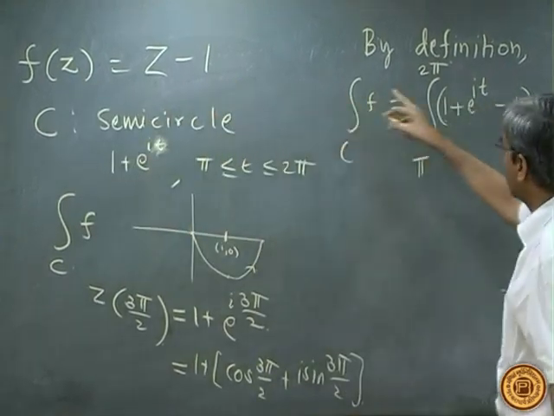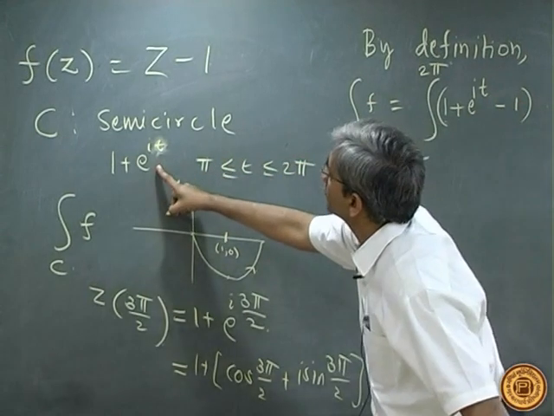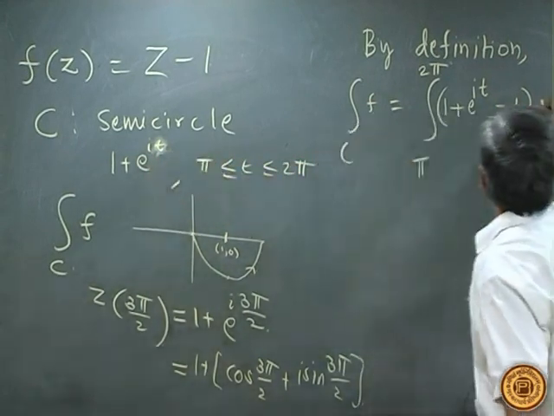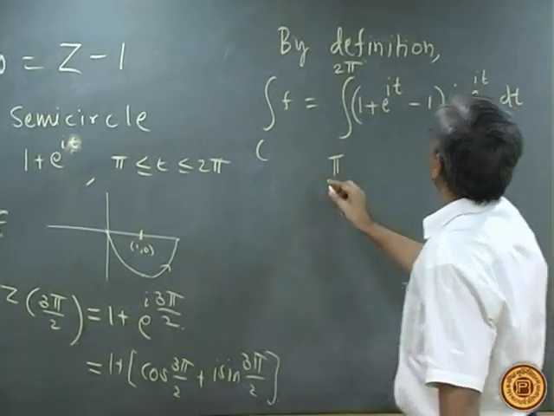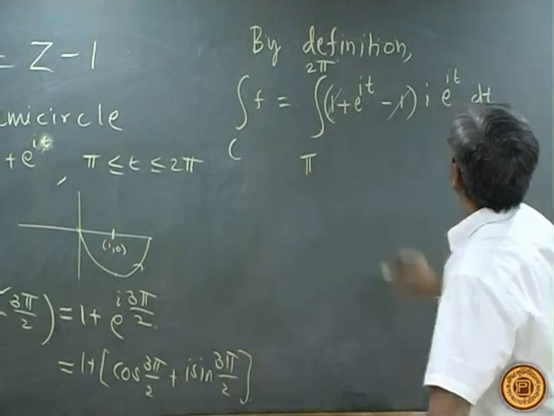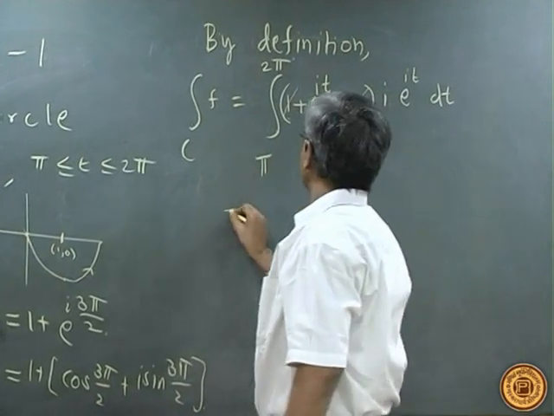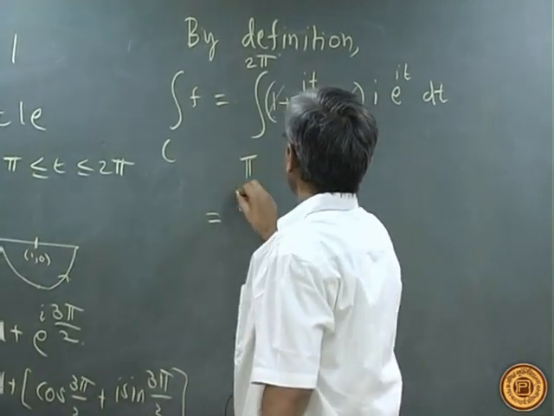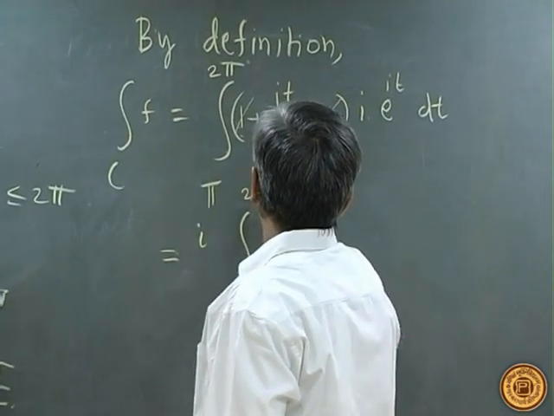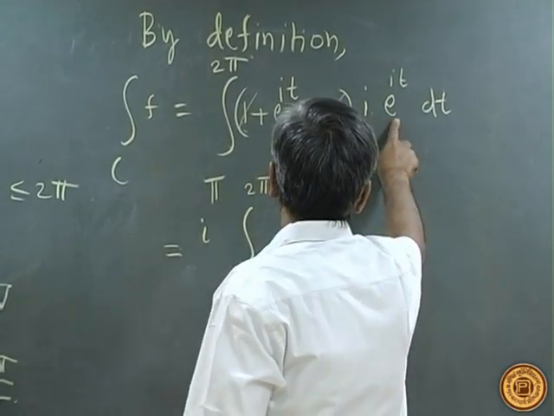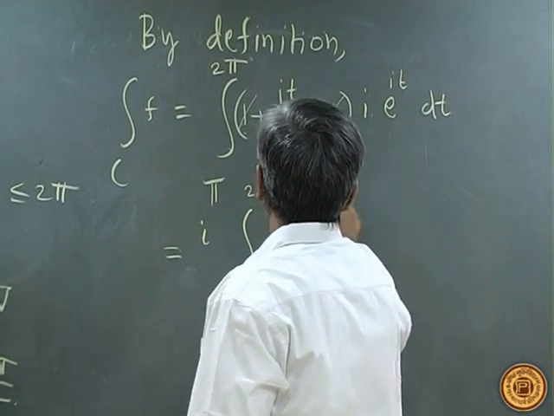So this is f of z(t) into z'(t). z'(t) is i e raised to it. So i e raised to it dt. Now this one will get cancelled and i will come out. So i times the integral from pi to 2 pi of e raised to it into e raised to it, that is e raised to 2it dt.